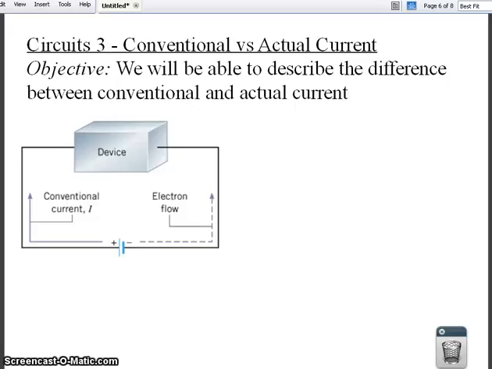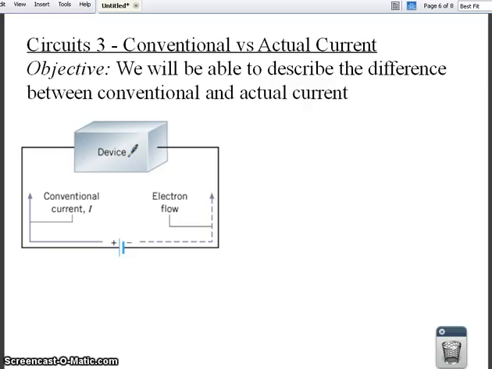Good morning, class, and welcome to this lesson on Circuits 3, conventional versus actual current. Today, we will be able to describe the difference between conventional and actual current. And really, if you understand this picture, you get it.